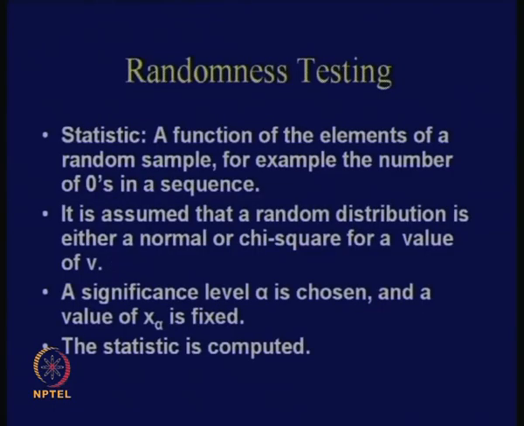Just try to understand the basic principle. The formulas and equations we can always look up, but try to understand the basic principle of how a random test works. As I told you, a statistic is a function of the elements of a random sample, for example, the number of zeros in a sequence. Suppose in a given sequence of length n, I compute the number of zeros. This gives me the value of x that I was talking about in the context of the distributions. So x is my statistic. Note that it is not statistics, it is statistic only.